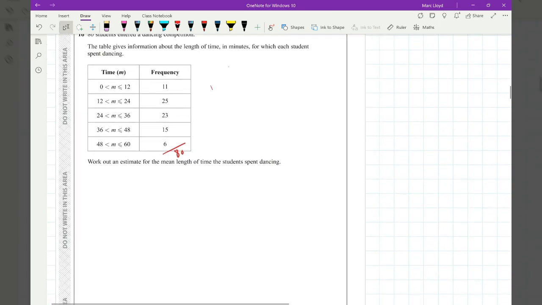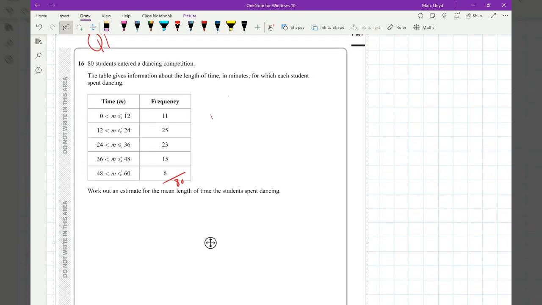So the first thing we need here, because we've got grouped data, is midpoints. Midpoints. So halfway between 0 and 12 is 6. And we've got 18, 30, lovely, 42, and then 54. Sorry, just double checking as I go, making sure that I've got those right.